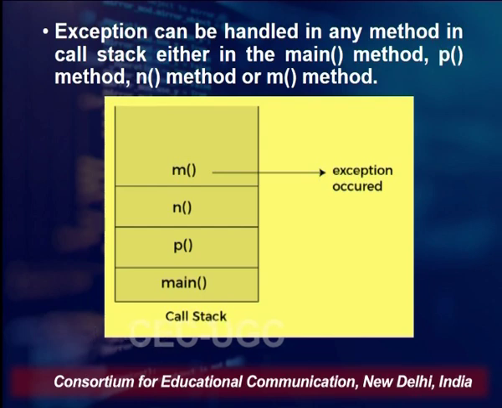And even if the situation arises that p is not able to handle that, then obviously the main method is going to handle that. So exception can be handled in any of the methods within the call stack. It could be the main method or it could be any of the methods which are being called by one another. So summing up this lecture, we have seen how to throw checked exceptions with the help of the keywords that we have seen, and after that we have looked into a program in order to understand the whole propagation mechanism of these exceptions.